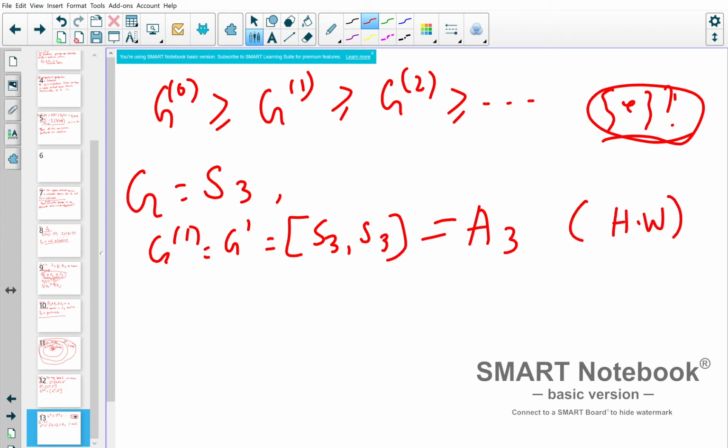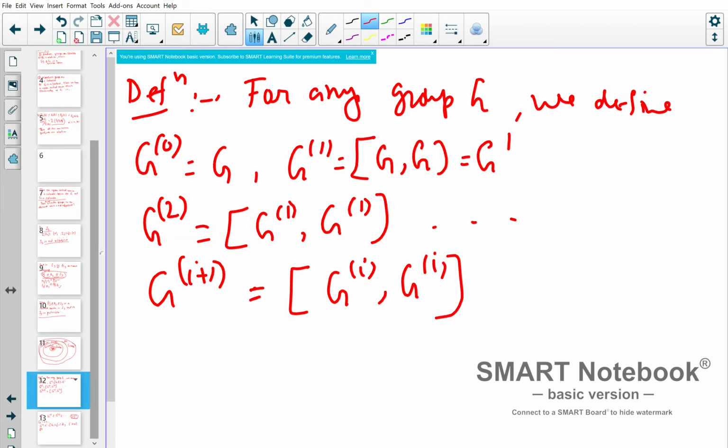And then if you want to do it for the second derived subgroup, these Gi are called the ith derived subgroup. Sorry, this is i plus 1. Yes, Gi is called the ith derived subgroup.